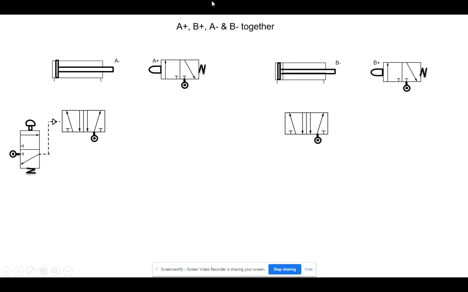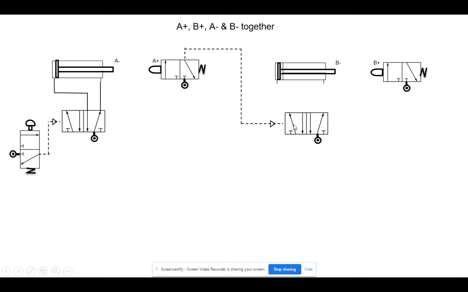So the first thing that's to happen is A is to go positive. So this 3-2 valve is going to give a pilot signal to this 5-2 valve here, which in turn will send air along this pipe, making that piston move positive. As it hits this plunger on this one, it will send the pilot signal to the other one, because I'm thinking from A plus I've got to go to B plus.